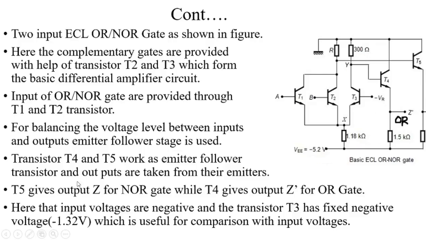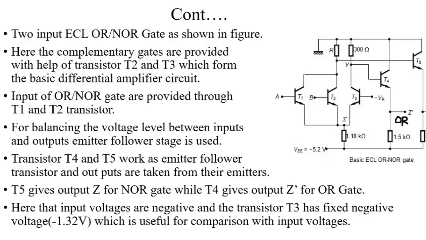Okay, and here the input voltages are negative and the transistor T3 has a fixed negative voltage, that is, we are considering minus 1.32 volts, which is useful for comparison with the input voltages. It means that in this emitter coupled logic circuit, the base terminal voltage of the T3 transistor is minus 1.32 volts. So this voltage is always compared to the input stage voltage. With respect to this comparison, this emitter coupled circuit gives the output.